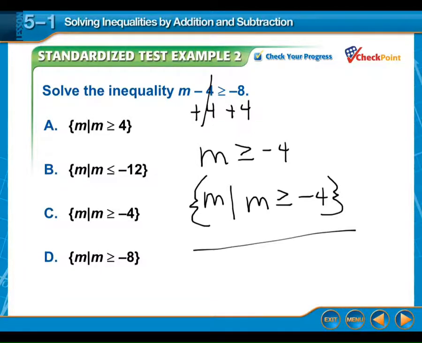If we were putting this on the graph, we would have -4, and we would have a solid dot because it does include the -4. You have greater than or equal to. Now I'm going to put -3 here and -5 here, and I'm going to test my points -3 and -5 by putting them in the place of M. Is -3 greater than or equal to -4? Well, -3 is greater than -4, so I know that we're going to shade it to the right.